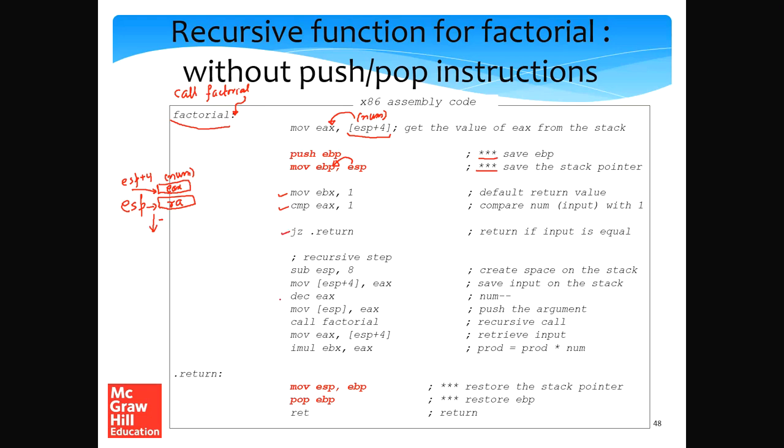Now let's come to the recursive step. In the recursive step, what I do is I create some space on the stack. So I subtract 8 from ESP, which gives me space to put in several things, 2 integers. So at ESP plus 4, what I do is I put in the value of EAX, which is the number. Then I decrement EAX.